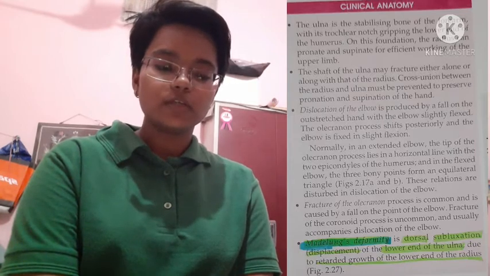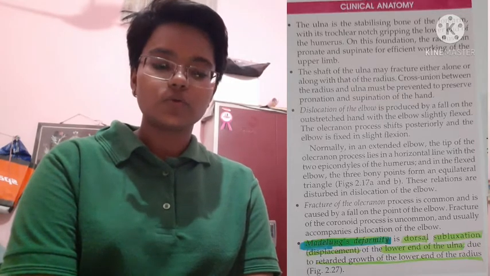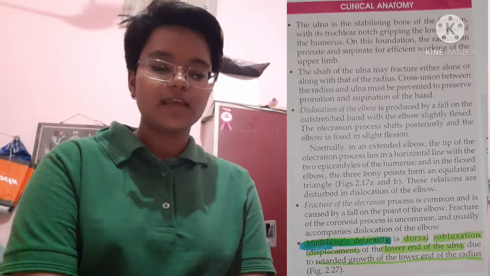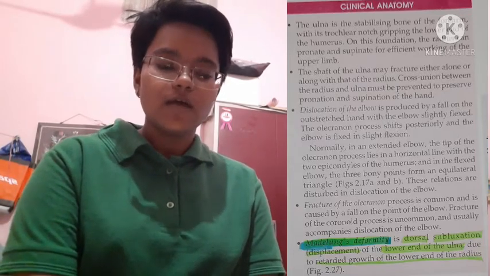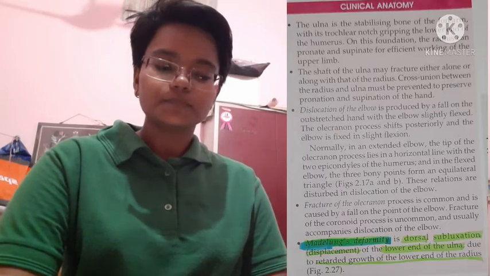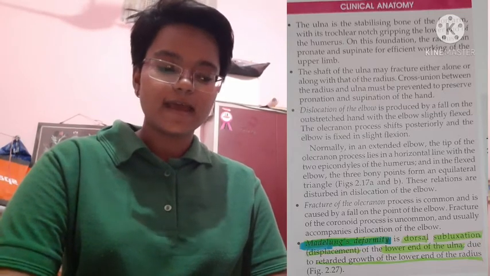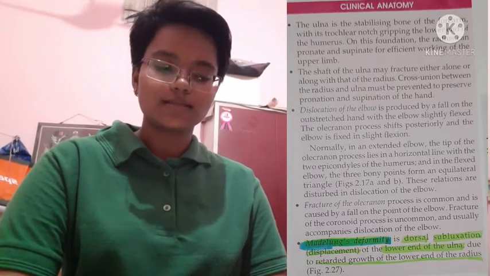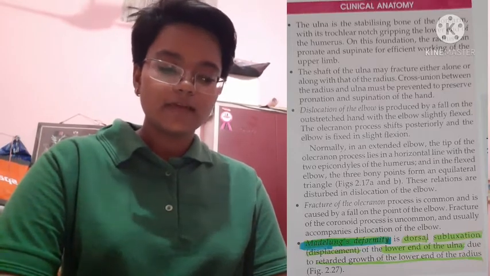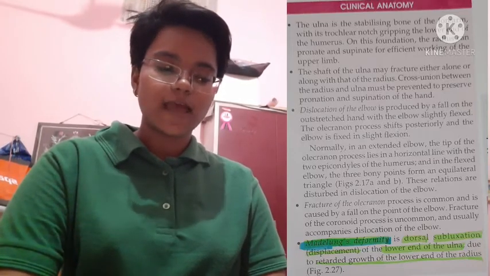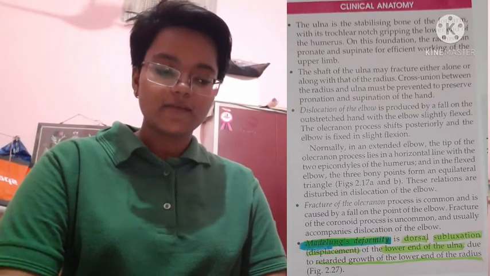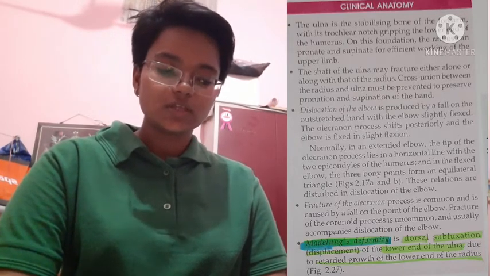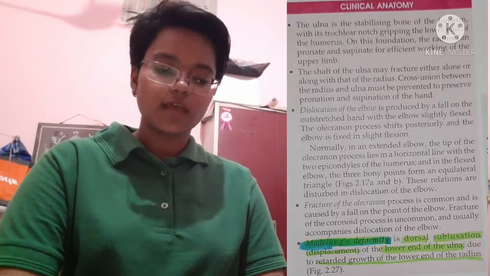Dislocation of the elbow is produced by a fall on the outstretched hand with the elbow slightly flexed. The olecranon process shifts posteriorly and the elbow is fixed in slight flexion. Normally, in an extended elbow, the tip of the olecranon process lies in a horizontal line with the two epicondyles of the humerus, and in the flexed elbow, the three bony points form an equilateral triangle. These relations are disturbed in dislocation of the elbow.